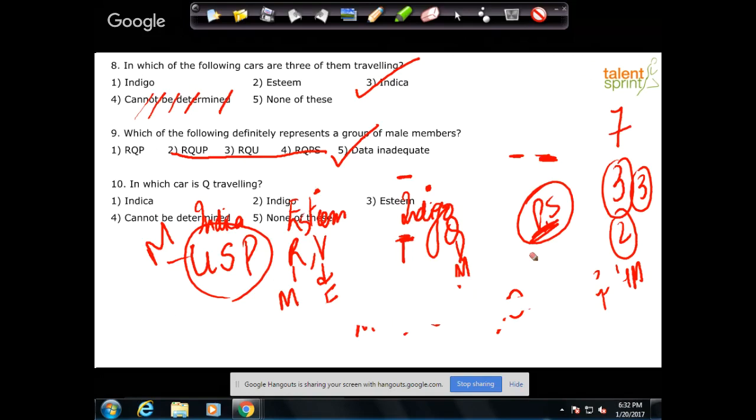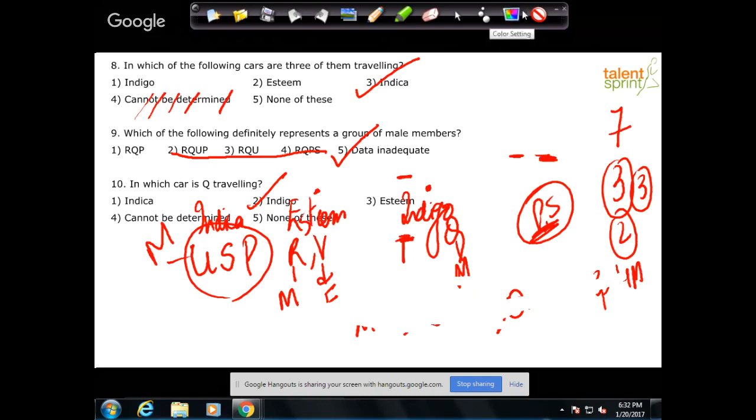Then, which car is Q traveling in? We know from the chart that has been plotted out that Q is traveling in Indigo. We know, boys and girls, that Q is traveling in Indigo. Yes, Anurag, you've got the correct answer there.